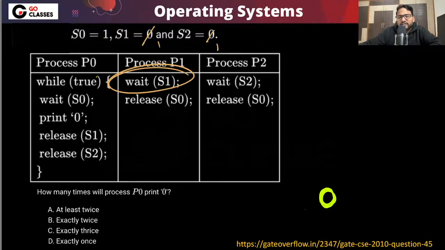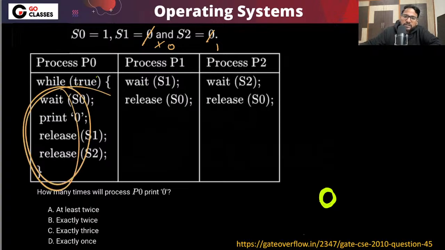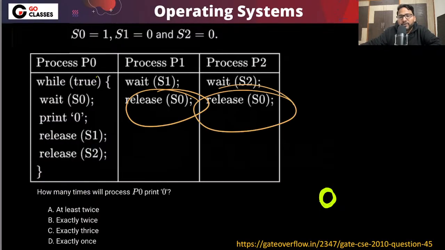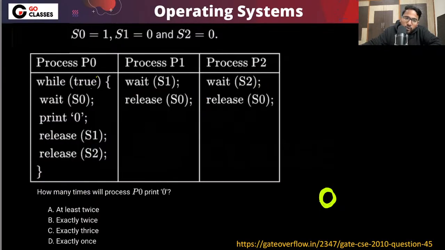And then this wait of S1 will make it 0. And the release of S0, what will this do? See, this wait of S0, you can't execute twice. So just observe one thing. You can execute it once, and if you want to execute it twice, then you have to release S0, maybe from here.